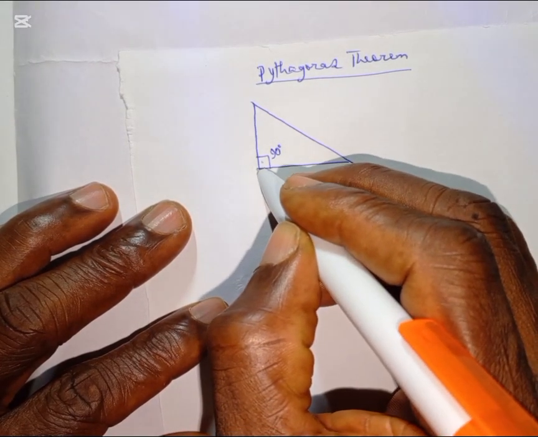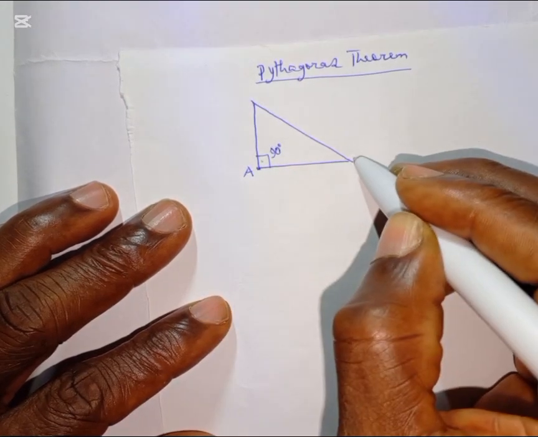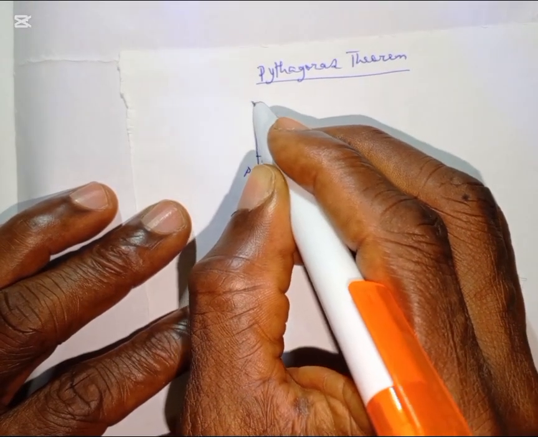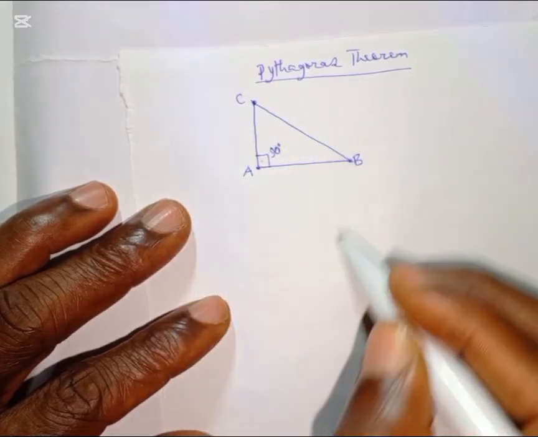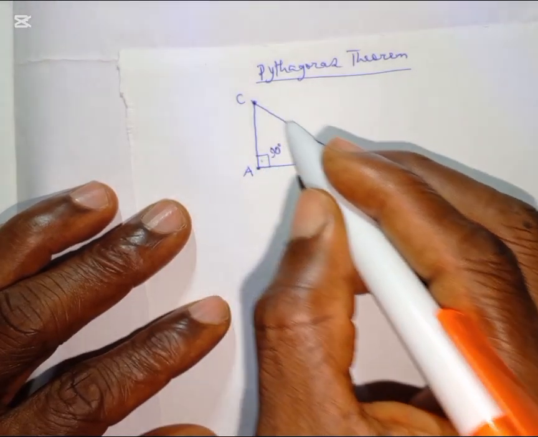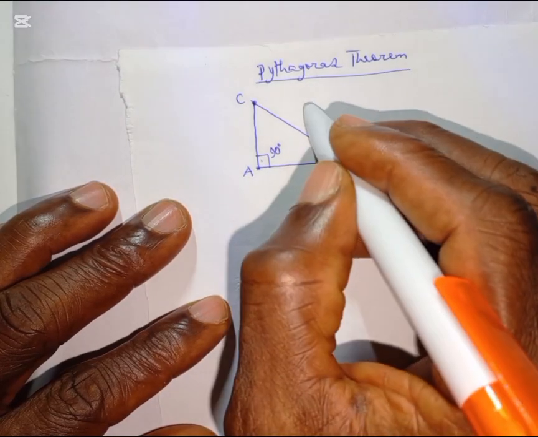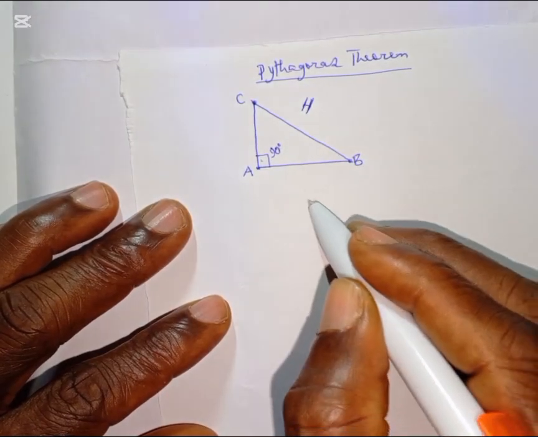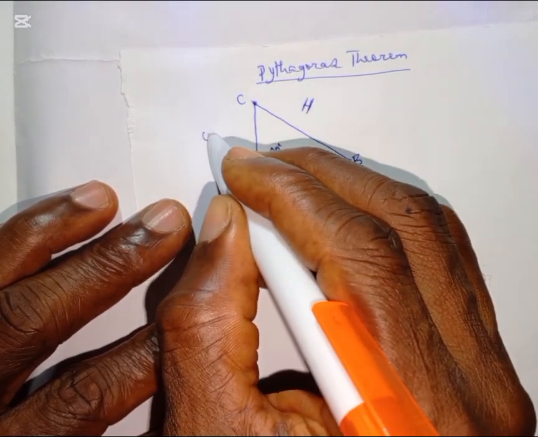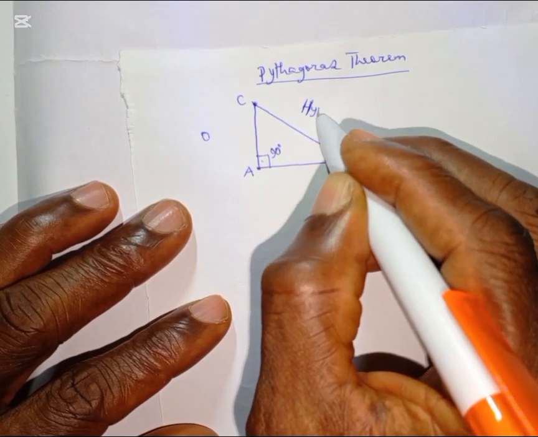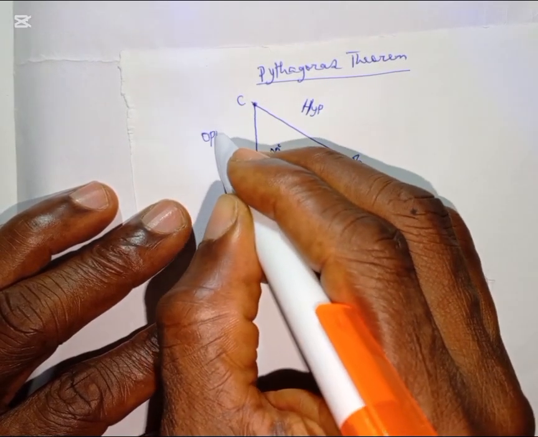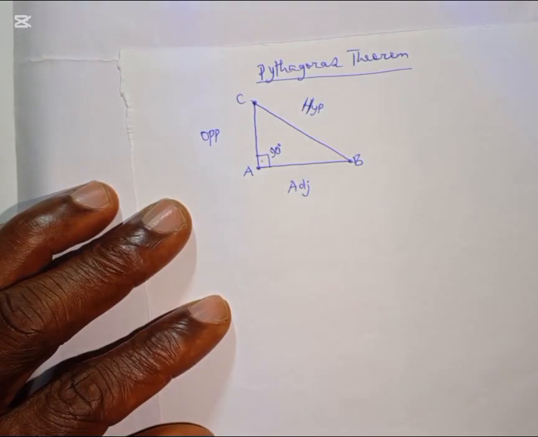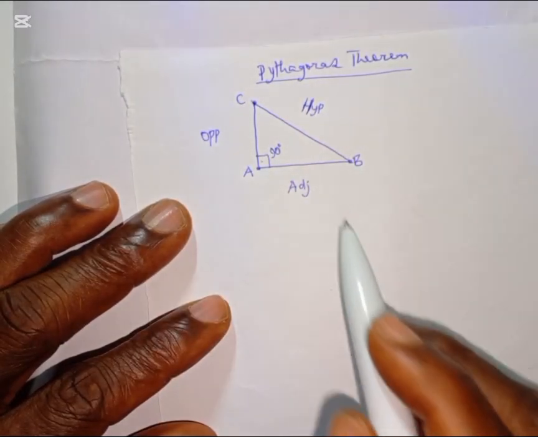Let us call this point our point A, and this point our point B, and this point our point C. The hypotenuse side, let us represent it as H. Let us call the opposite side OPP, and the adjacent side ADJ, okay? The hypotenuse side is always the longest side.